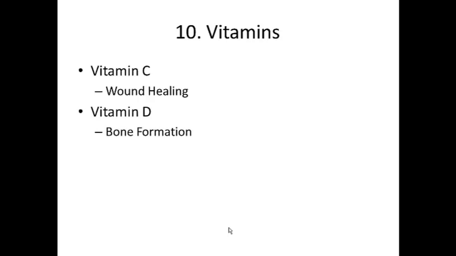The vitamins. Vitamin C is important for wound healing. Vitamin D is for bone formation, and vitamin K is for blood clotting. So vitamins are sometimes called coenzymes, and that's because they work together with enzymes to help them perform their assigned task. So vitamin C doesn't just heal wounds. You can't dump vitamin C on a cut and it closes up. It would help the structures that already exist within your body to heal that wound.